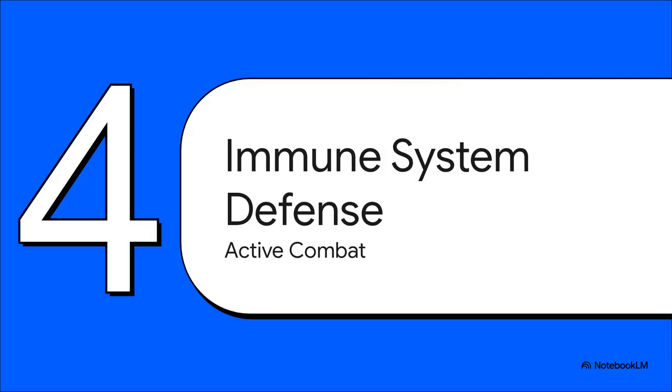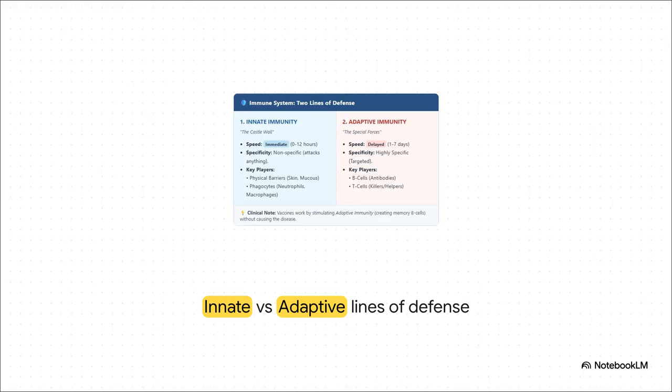Now, what's really interesting about this next part, Section 4, the immune system defense. We are entering active combat. You can really think of your immune system as having 2 primary lines of defense. Innate immunity is basically your non-specific castle wall. It relies on physical barriers and phagocytes that respond immediately. We're talking 0 to 12 hours. Then you have your adaptive immunity. These are your special forces. It's a delayed response, maybe 1 to 7 days, but it is highly targeted.